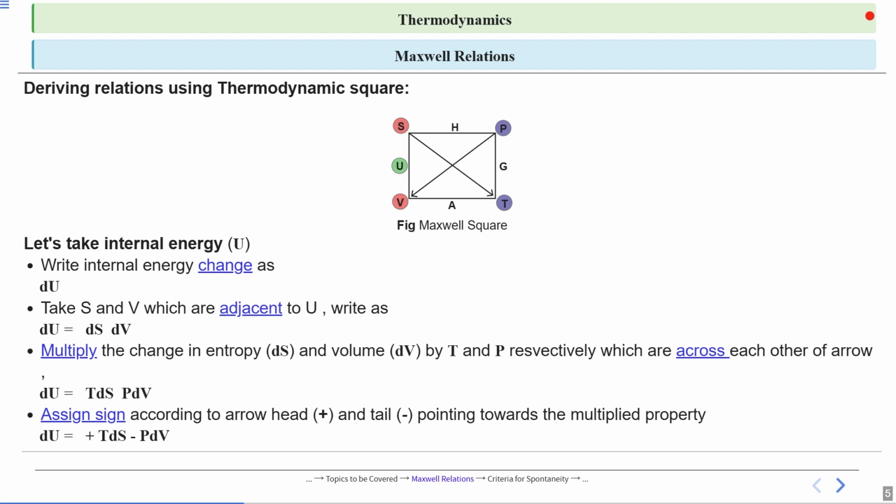Now this is only for the U. Can we derive similarly for the enthalpy, Gibbs free energy, and A? Yes, we can do it. It's very simple. Just follow the steps for each of the state functions. So let's see what is the result that we got.